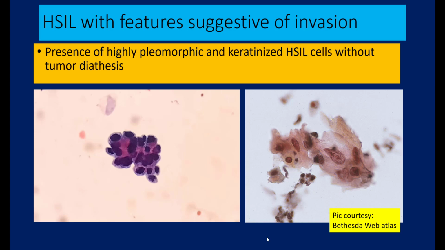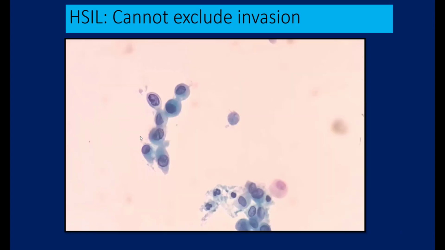HSIL with features suggestive of invasion has been described as situations where there are highly pleomorphic cells with keratinized HSIL cells without tumor diathesis. This is a representative picture from the Bethesda Web Atlas. As far as I'm concerned, if I see a lot of cells with HSIL in the smear, I always try to put in a word saying that I cannot rule out an invasion. So here is one of the cases.